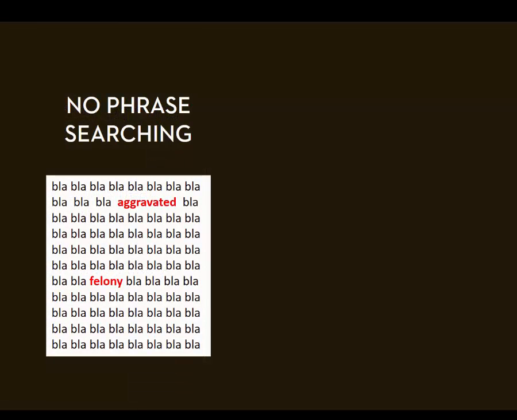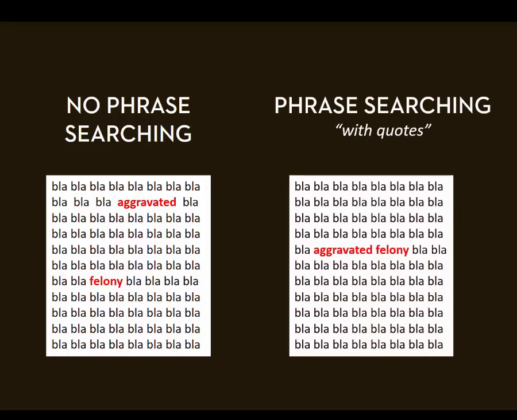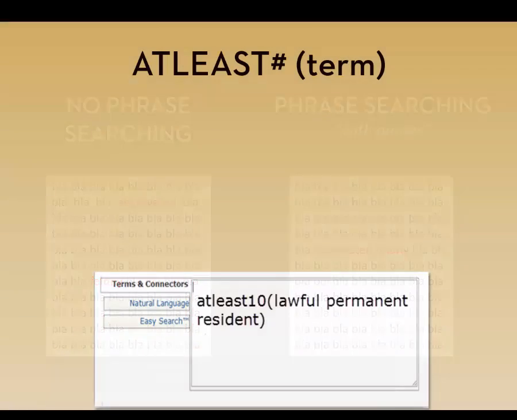If you simply search for aggravated felony in most databases, you can get records where those terms appear anywhere in the record. Bracket your phrases with quotation marks to retrieve only those records that include the full phrase. By putting aggravated felony in quotation marks, we weed out all the useless stuff.